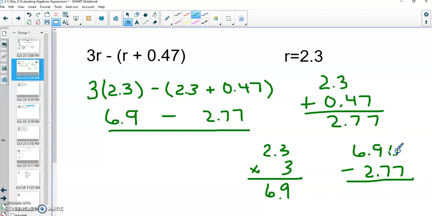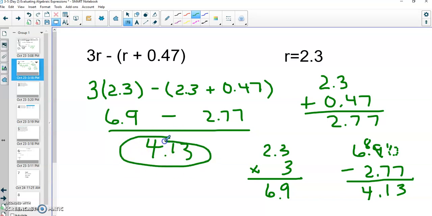Zero, because that's like having a 0 here. 0 minus 7, can't do that, so this becomes 8. This becomes 10. 10 minus 7 is 3. 8 minus 7 is 1. Bring my decimal point down. 6 minus 2 is 4. So my total value is 4 13 hundredths. So that would be my total there. 4 13 hundredths. Again, sorry for not writing so neatly.